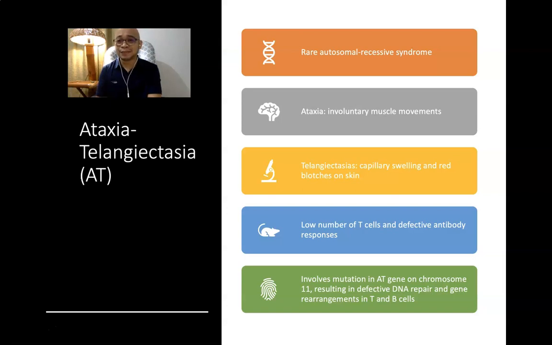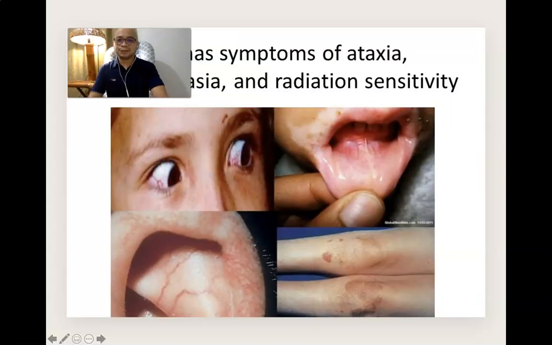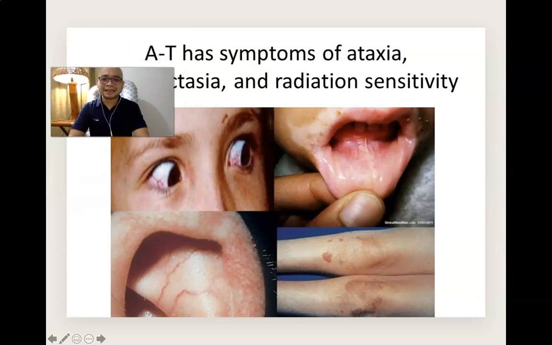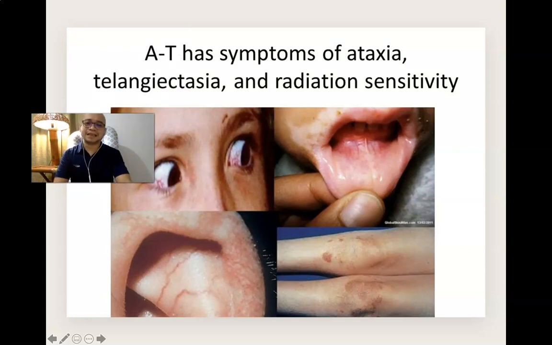If there is a mutation of the AT gene on chromosome number 11, this will result in defective DNA repair and gene rearrangement in T and B cells. Hence, there would be involuntary movements and, again, capillary swelling. Okay, so as you can see, these are examples of patients with AT.